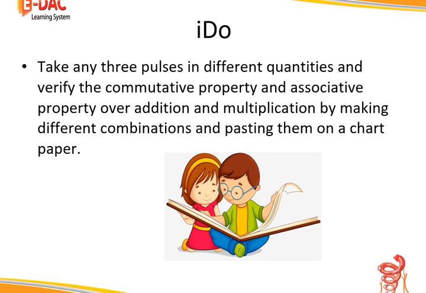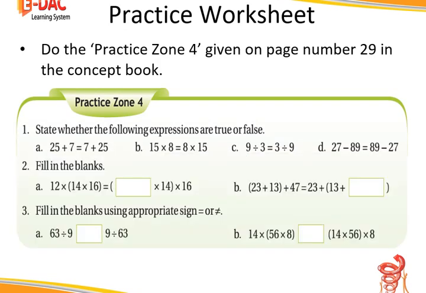Take any three pulses in different quantities and verify the commutative property and associative property over addition and multiplication by making different combinations and pasting them on a chart paper. So you have to take three types of different pulses and you can show and verify the commutative property by making some expressions and combinations and pasting them on the chart paper. So you have to paste the combinations made by pulses. Let's practice with the help of a worksheet. Do the practice zone 4 given on page number 29 of your concept book.